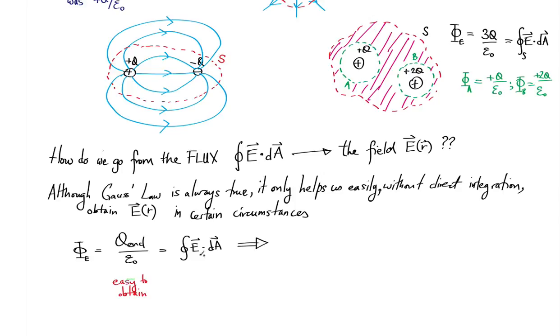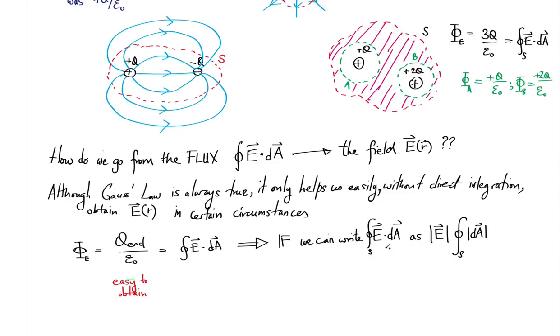And like I said, what we want is actually this. We want E, right? So it turns out if we can basically write this integral as this, then we can actually get the electric field out relatively easily. Okay, so this is always true.